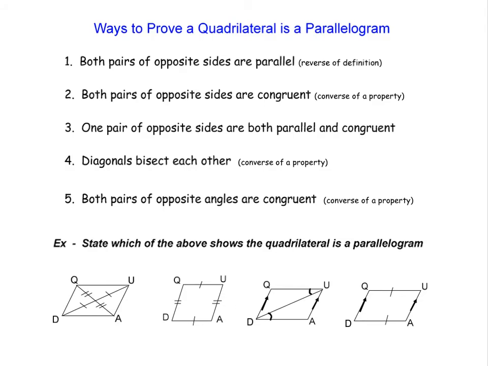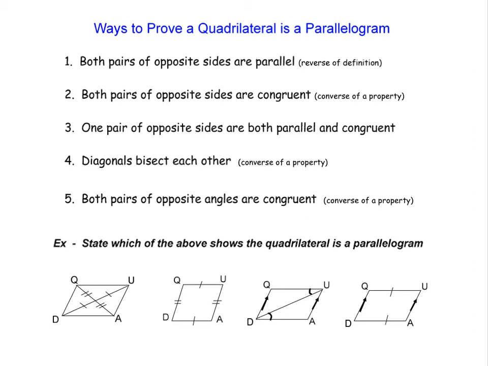Okay, there are 5 ways to prove a quadrilateral is a parallelogram. The first one is basically the definition of the parallelogram: if both pairs of opposite sides are parallel, then our quad is a parallelogram. Number 2 is both pairs of opposite sides are congruent. That's the converse of the property that we know about parallelograms.